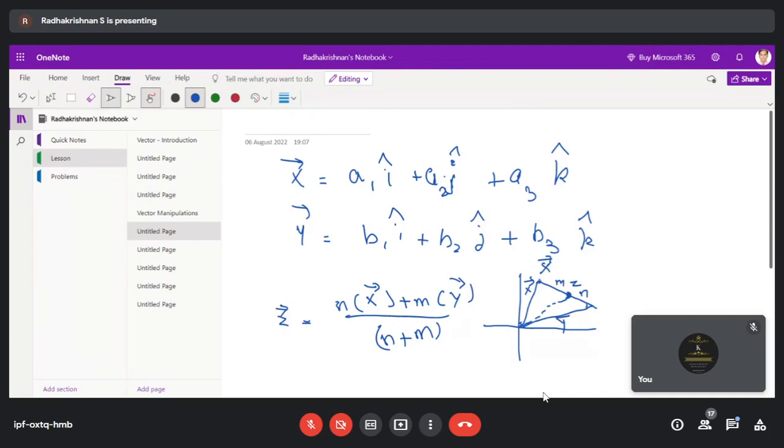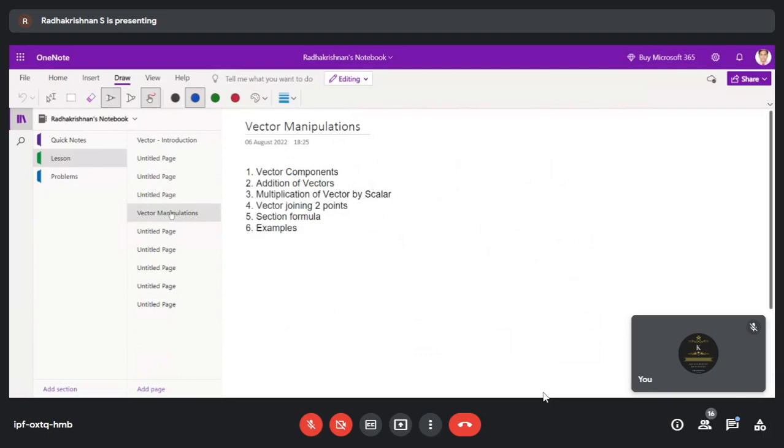So this we would have seen in basic algebra. How do we divide a line in terms of 2 ratios? So this is very similar to this. In geometry also we would have seen this similar formula. Okay. So let's do some problems now.